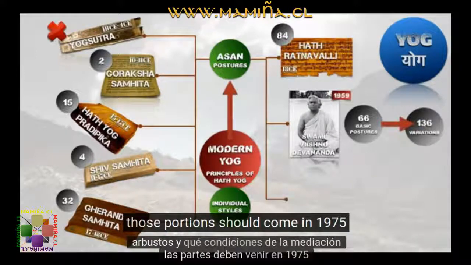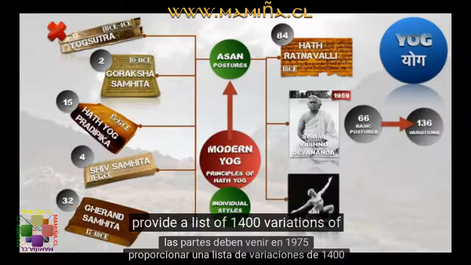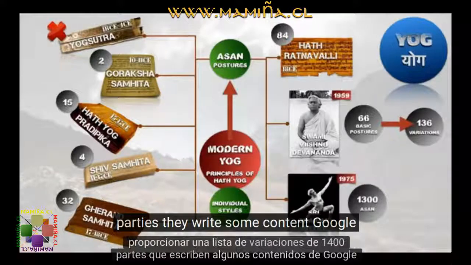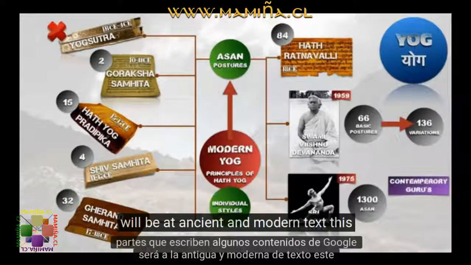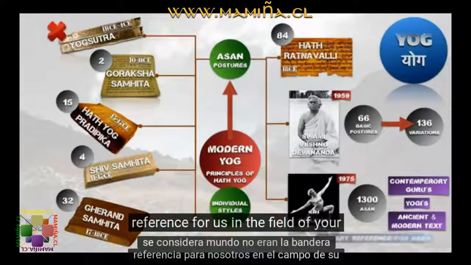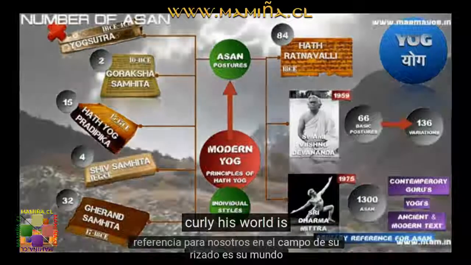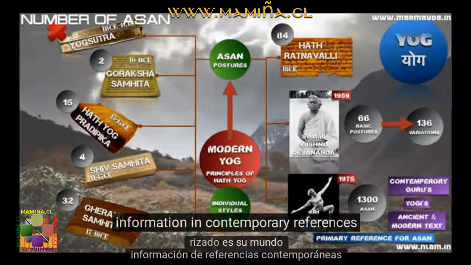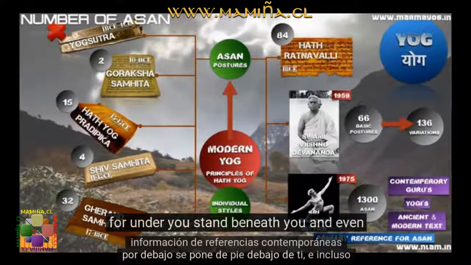Sri Dharma Mitra in 1975 compiled a list of 1300 variations of asanas derived from contemporary gurus, yogis and ancient and modern texts. This work is considered one of the prime references for asanas in the field of yoga today. His work is often mentioned in contemporary references for Iyengar Yoga, Ashtanga Vinyasa Yoga and Sivananda Yoga.